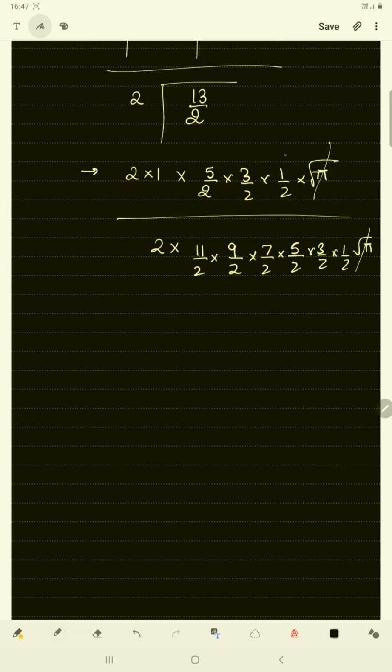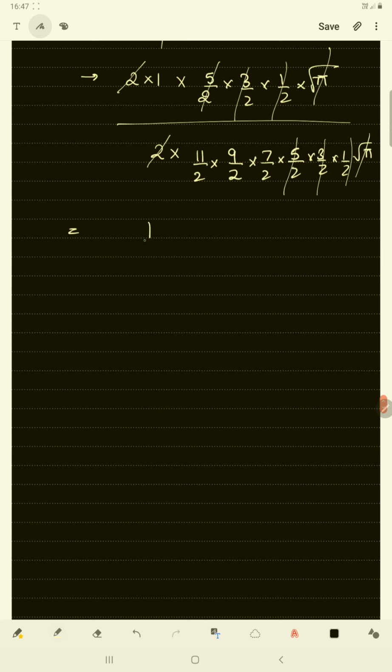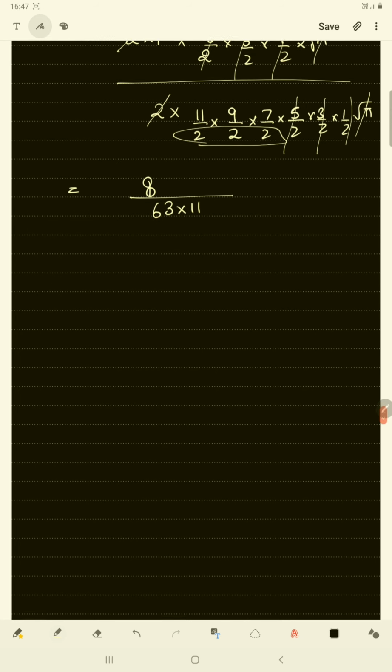Under root pi gets cancelled, and these three terms get cancelled with the terms in the denominator. You can also cancel the 2 over here. So we are left with a 1 in the denominator, and we have 11 into 9 into 7, that is 63 into 11. And the 2 and the 8, we get 8 in the denominator by multiplying 2 three times, so we can actually just check it in the numerator.